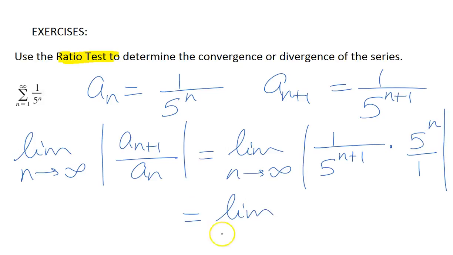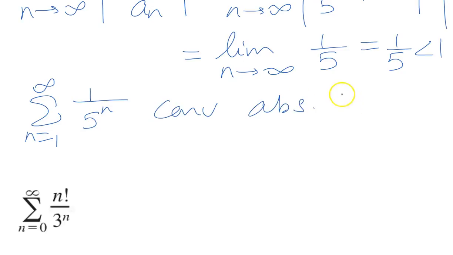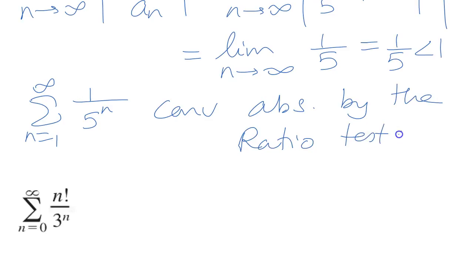So now what do you have? When you flip it, you get 5 to the n over 1. Now, where do you see an extra 5? You see an extra 5 in the denominator. So it's going to be 1/5. Absolute value of 1/5 is 1/5. What is the limit as n goes to infinity? There's no n, so this stays as 1/5, which is less than 1. So what we can say is the series 1 over 5 to the n converges absolutely by the ratio test.